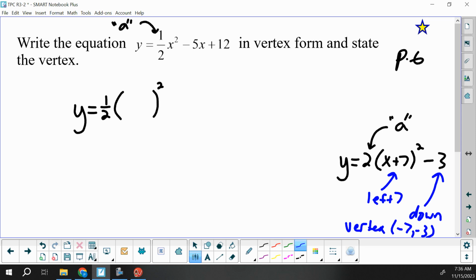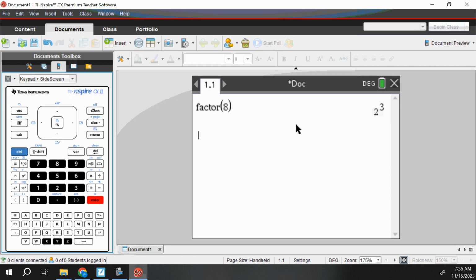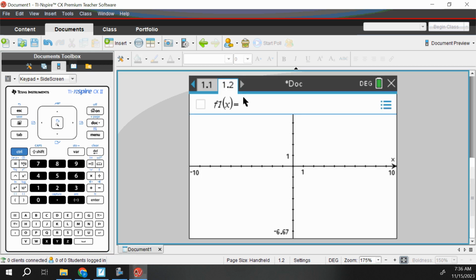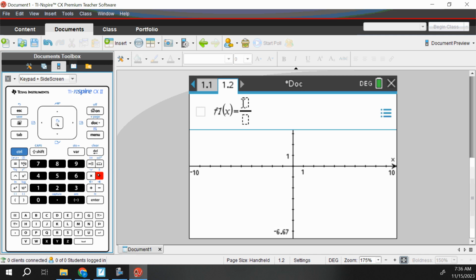On the Regents, you have your calculator, so we're just going to graph this and do menu, analyze graph, either maximum or minimum, to get the coordinates of that vertex, and then we'll use it to write the equation. So let's go over to our calculators. We can do Control Doc to get a graphs page. So in the graphs page, we'll put in that equation.